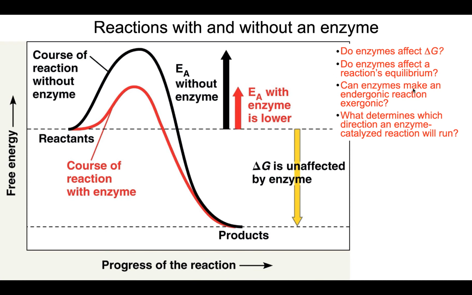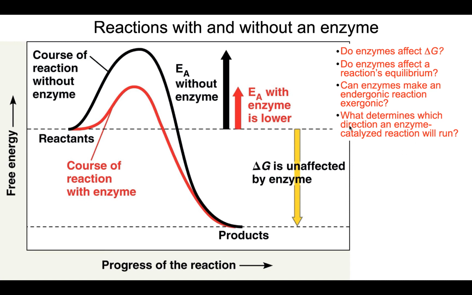Next, can enzymes make an endergonic reaction exergonic? Well, let's think about that. In order to make an endergonic reaction exergonic, we need to increase the energy of the reactants or decrease the energy of the products. We just got finished saying that enzymes can't mess around with the energy of the reactants, and enzymes don't affect the energy of the products, and therefore enzymes cannot convert an endergonic reaction into an exergonic reaction.